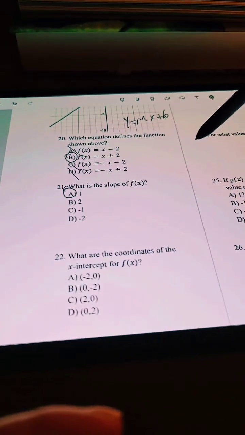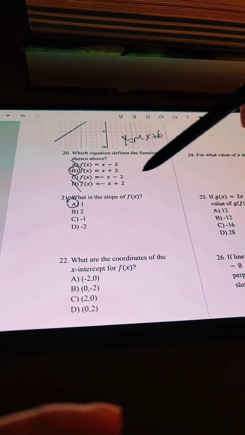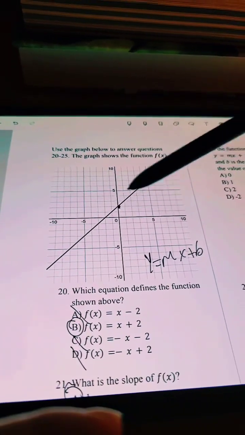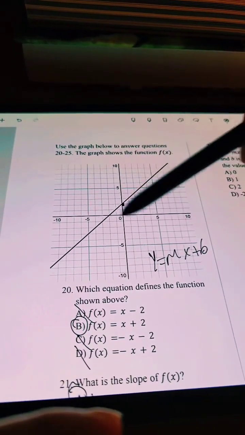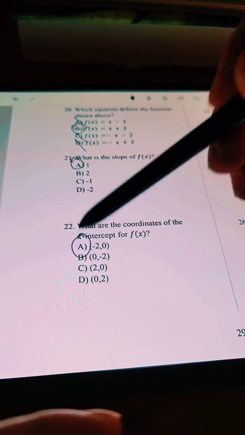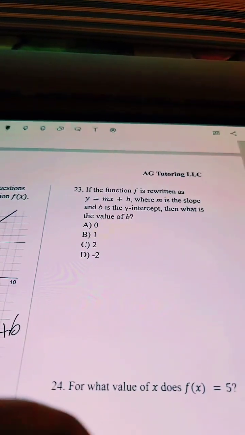And then what are the coordinates of the x-intercept for f of x? So the x-intercept is where it crosses or intercepts the x-axis, so that's at negative 2, 0. So that would just be A. Correct. And let's go to number 23.